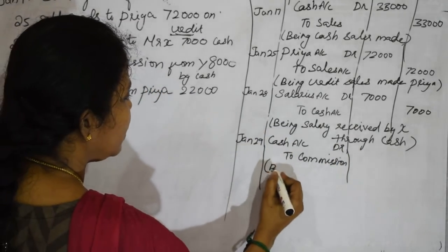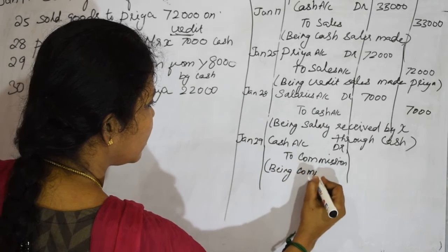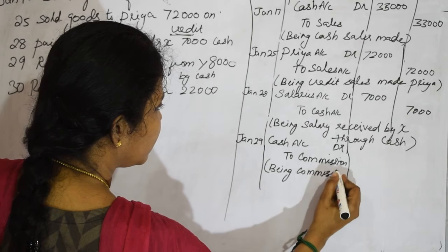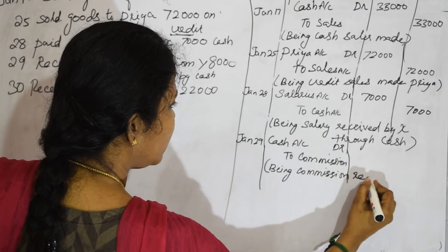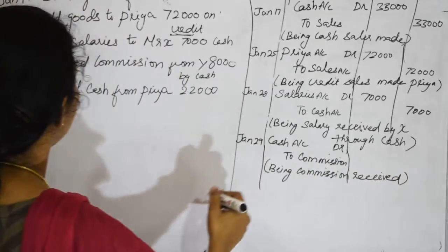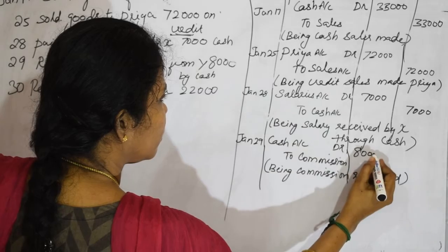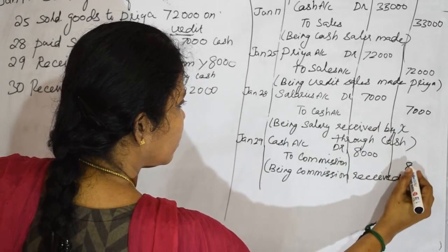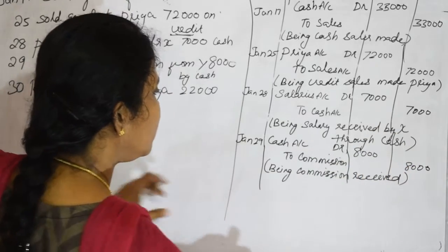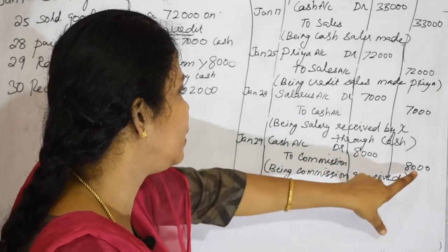So being commission received. The cash is 8,000. So we are debiting 8,000 and crediting the 8,000.